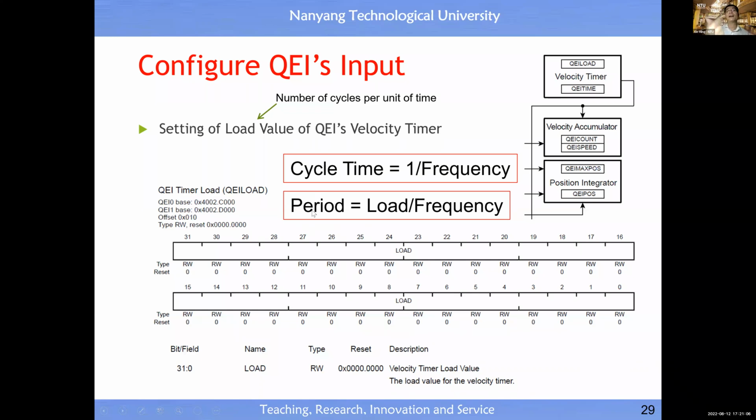If I want the reading every 1 millisecond, or every 2 milliseconds, or every 5 milliseconds, it is up to you. So this is a user-decided value. Then we need to calculate what this is, using this equation, what is rho. Then this value will be written inside here.